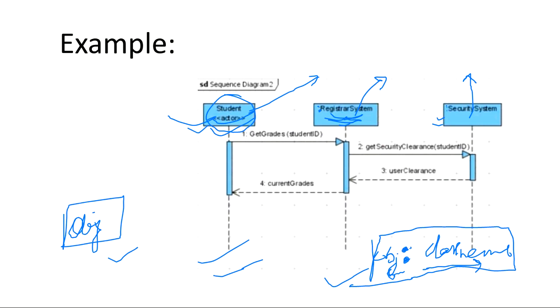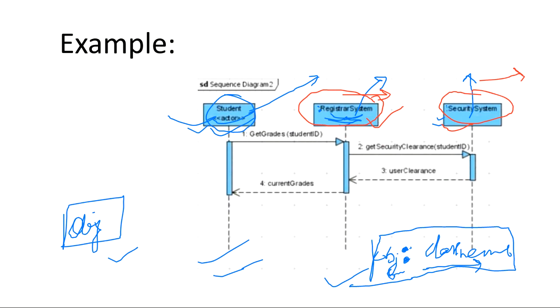In this diagram, after the colon on the right hand side, the registrar system is written. After the colon on the right hand side, security system is written. So definitely this is an object. But what is the object name? Is any object name mentioned? Anonymous. Right. These are the anonymous instances of your class.